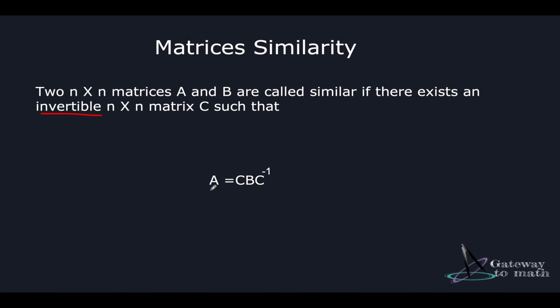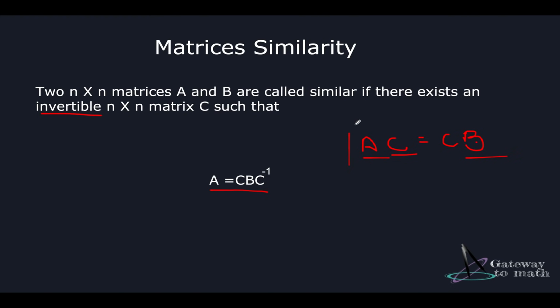Moving forward, this equation can also be represented in the form of AC equals CB. We've shifted the C inverse to the left hand side now. So this is another representation of the same expression. This basically means that you multiply the invertible square matrix with A, and then multiply the invertible square matrix with B, and when you multiply the two together, the matrices that you get should be equal to each other. That's when we can say these two matrices are similar to each other.